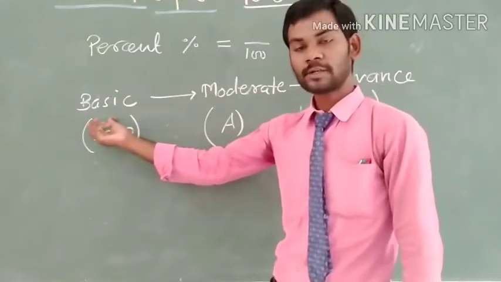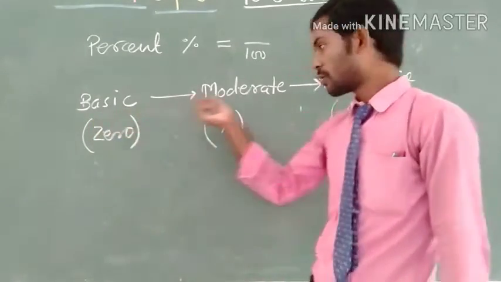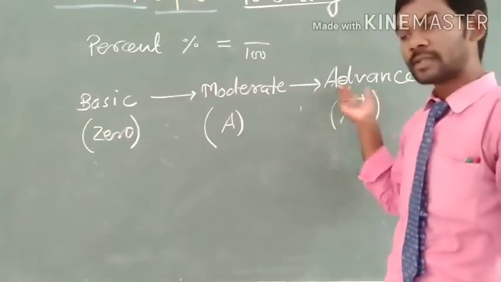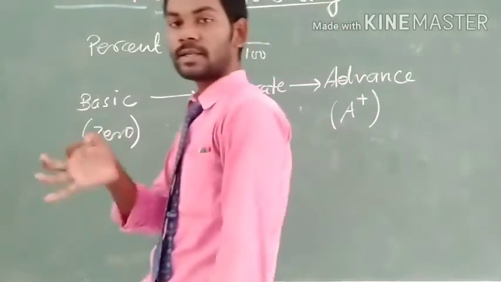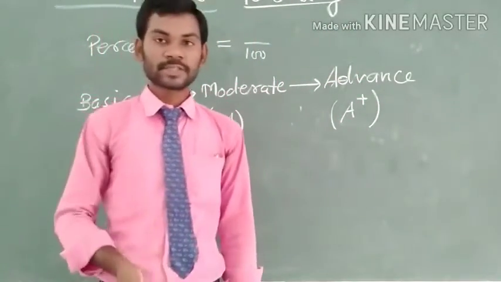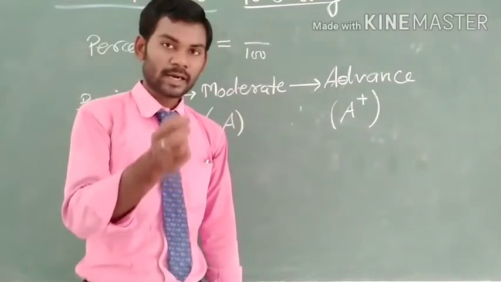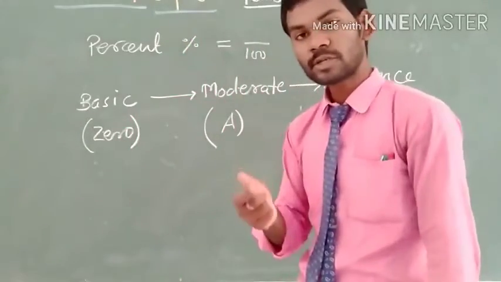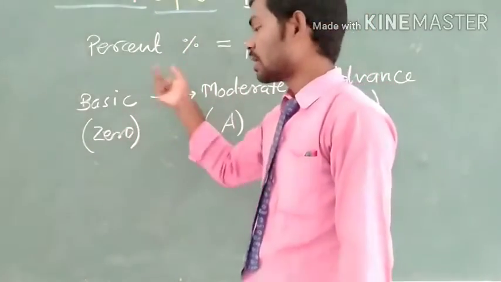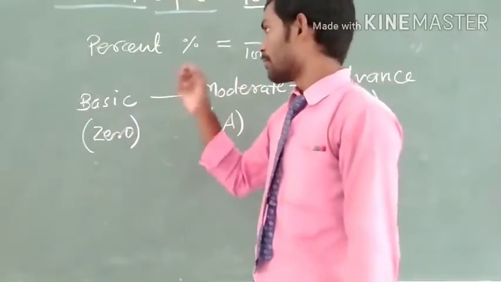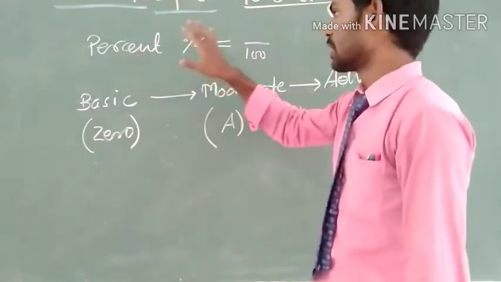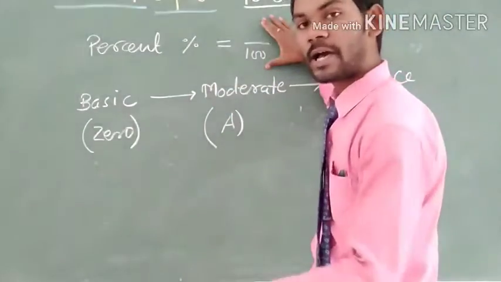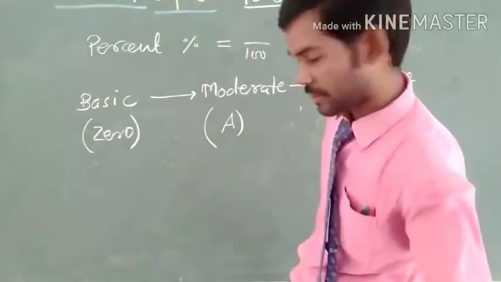We start from basic, go to moderate, and at last we go to advanced. In the advanced stage, we solve questions which are higher order thinking skill, and in the moderate, we solve some new questions based on the given topic. So here we are discussing percentage. Therefore, the basic of percentage is upon 100. Now let's see the moderate stage.